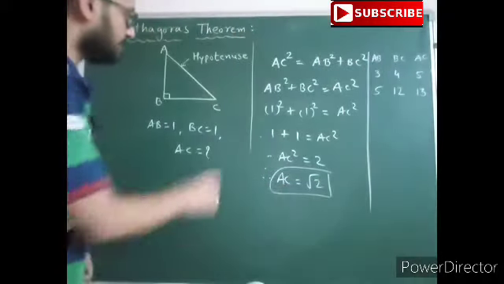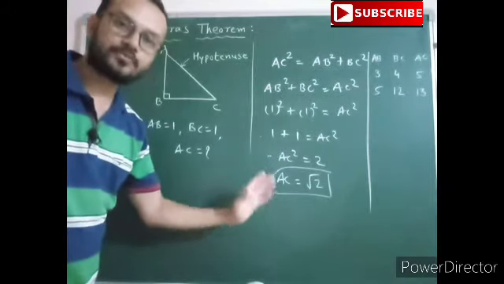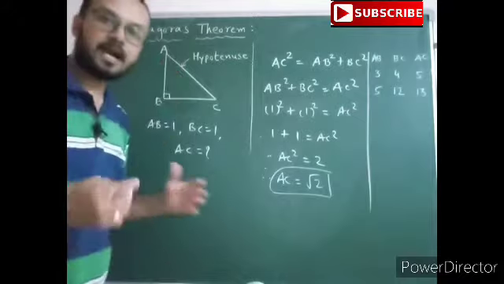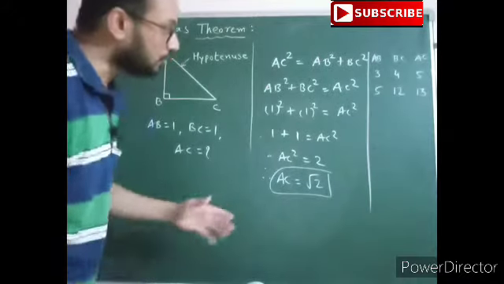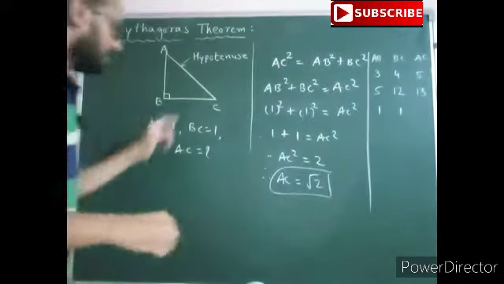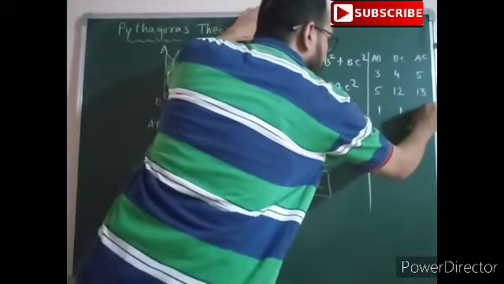Here the length of AC will be square root of 2. Here we cannot get the proper value of the square root. So here we can say that the length of AC will be an irrational value. So finally we get one more triplet where AB equals 1, BC equals 1 and AC equals root 2.